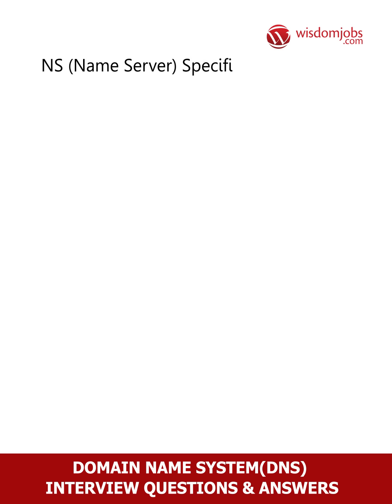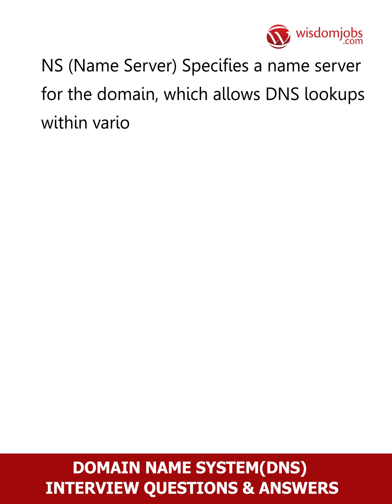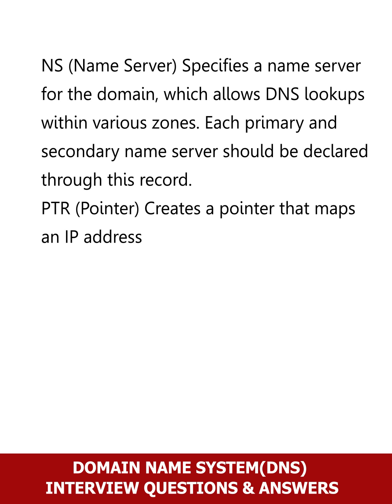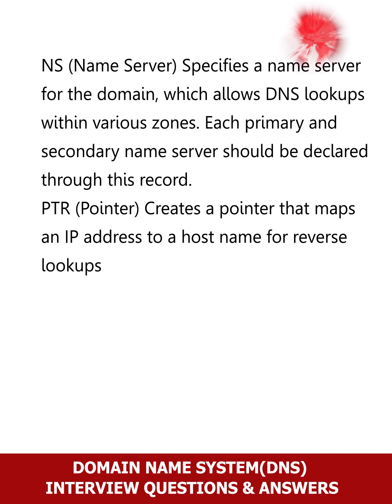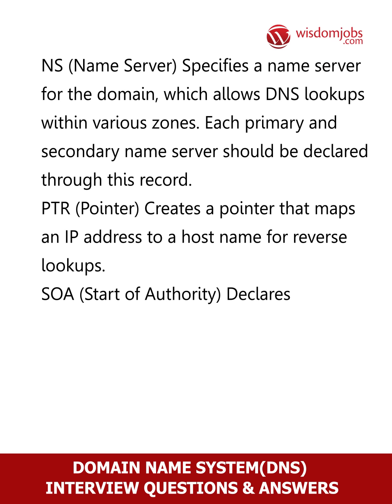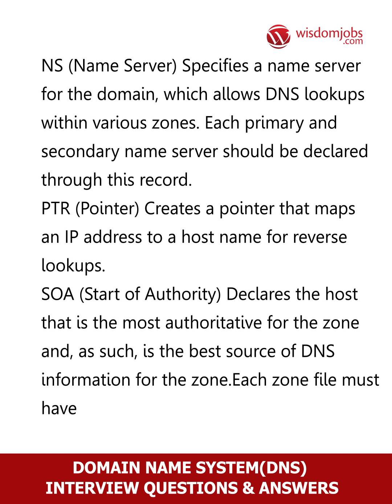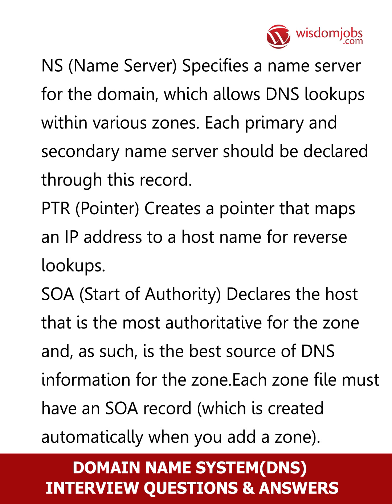NS, name server, specifies a name server for the domain, which allows DNS lookups within various zones. Each primary and secondary name server should be declared through this record. PTR, pointer, creates a pointer that maps an IP address to a host name for reverse lookups. SOA, start of authority, declares the host that is the most authoritative for the zone and, as such, is the best source of DNS information for the zone. Each zone file must have an SOA record, which is created automatically when you add a zone.